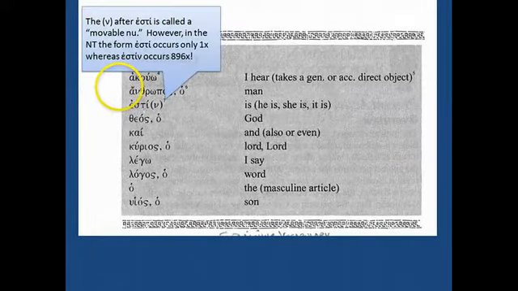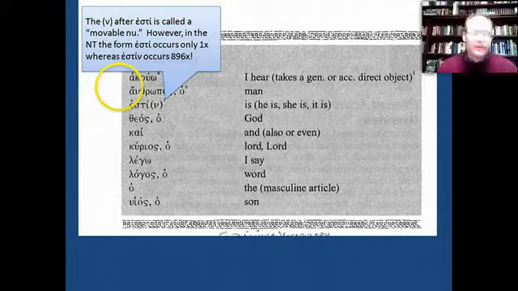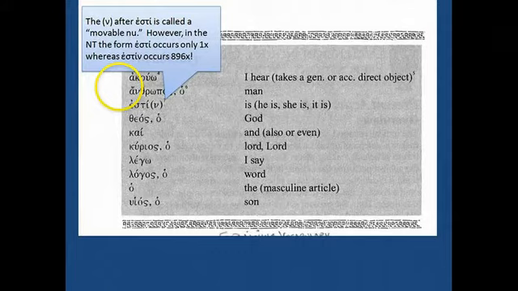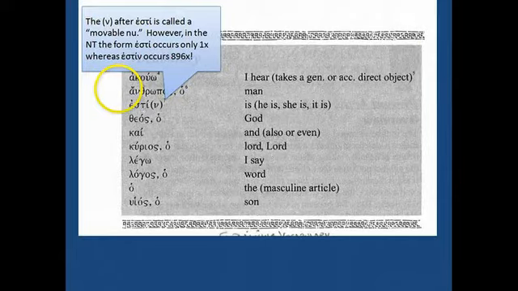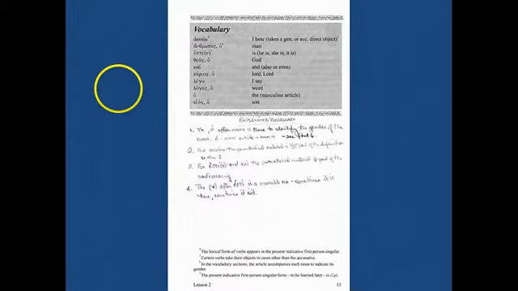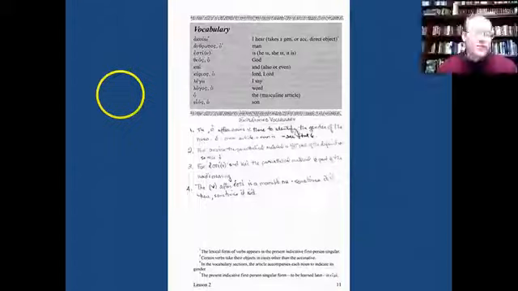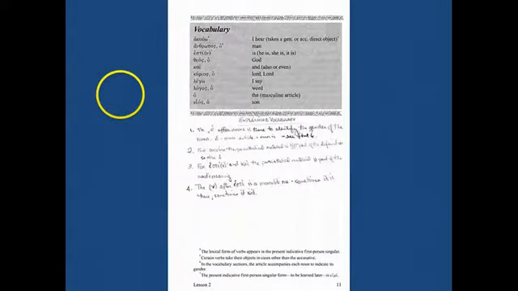And finally, after the verb esten, you see that the nu is in parentheses. It's put in parentheses because the nu is movable, that is, it can occur or not occur. However, I just looked it up in the New Testament, and the form este occurs only one time, whereas esten occurs 896 times. So for all practical purposes, the verb esten, the nu, is not movable. It's there to stay. Now, for your vocabulary quiz, you will be required to recognize these words and write their meaning in English.